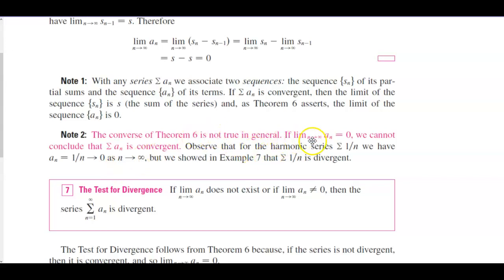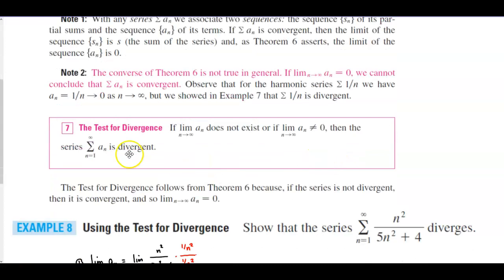If the limit as n approaches infinity of a subscript n is equal to 0, we cannot conclude that the sum is convergent. Observe that for the harmonic series 1 over n, we have a subscript n equal to 1 over n, which approaches 0 as n approaches infinity, but we showed in example 1 that it was divergent. Which brings us to Theorem 7, which is the test for divergence.